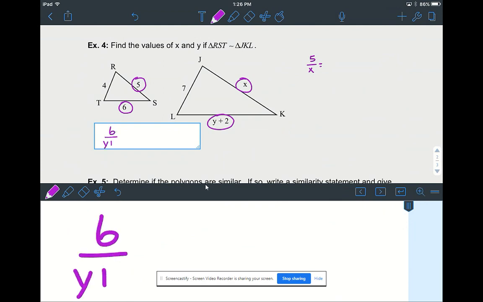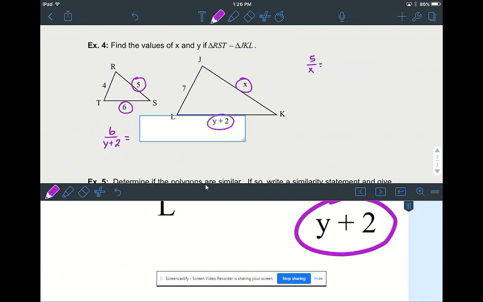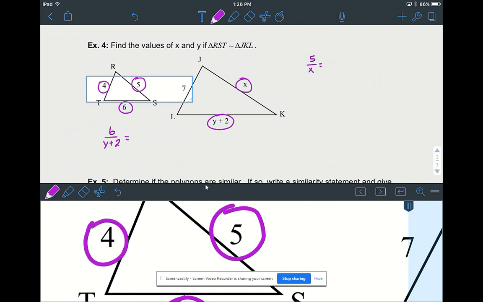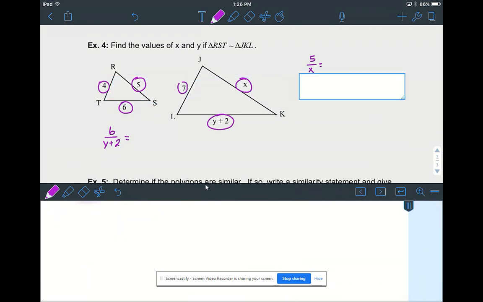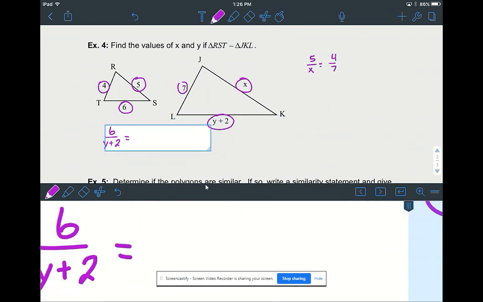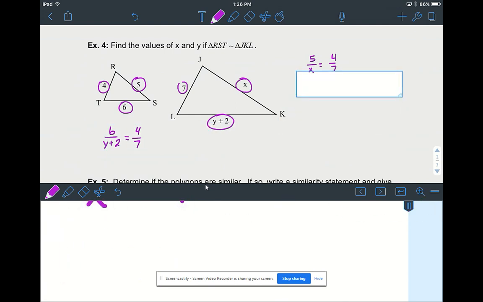Some of you are probably like, well, why are you putting that one over there? That's because it's got a y, not an x, so I don't really want to set it equal to my 5 over x. And then 4 over 7 does not have a variable, so I'm going to put 4 over 7 on both of them. So we can compare the sides of the different variables with the ratio that's consistent in both triangles.